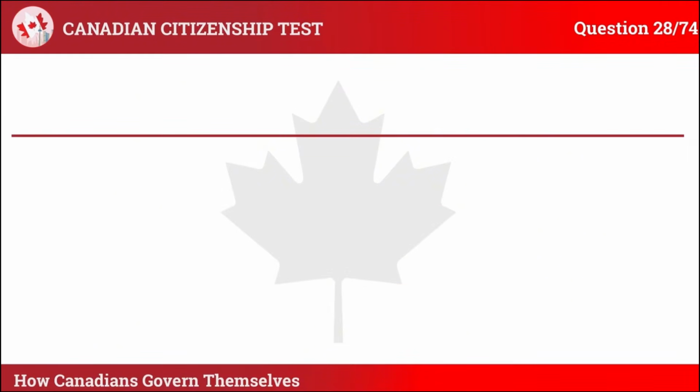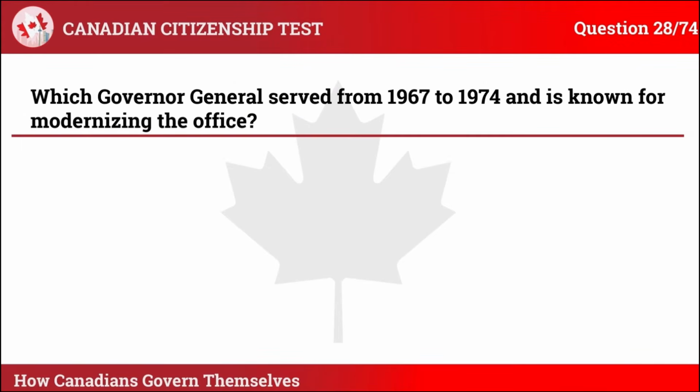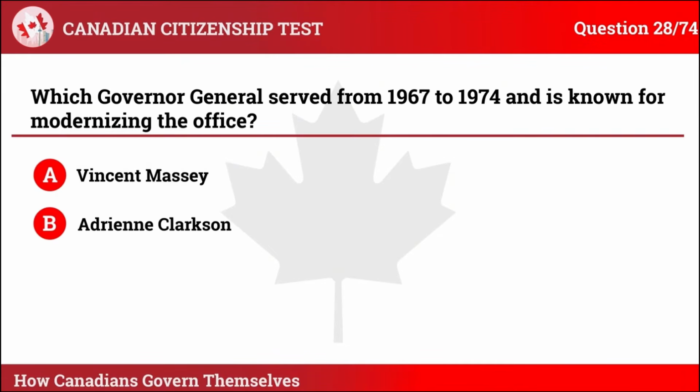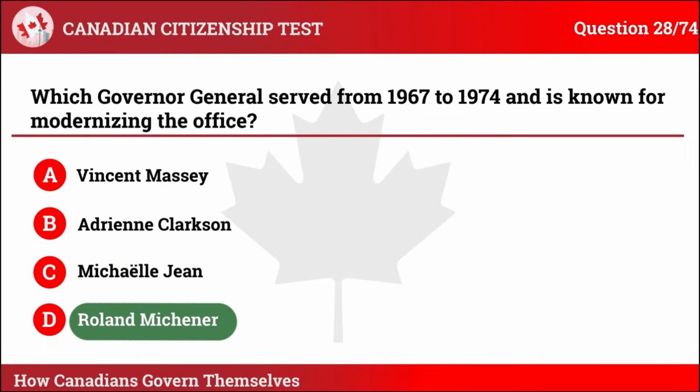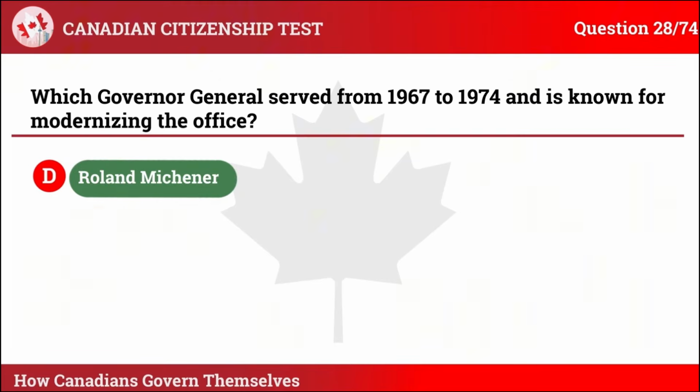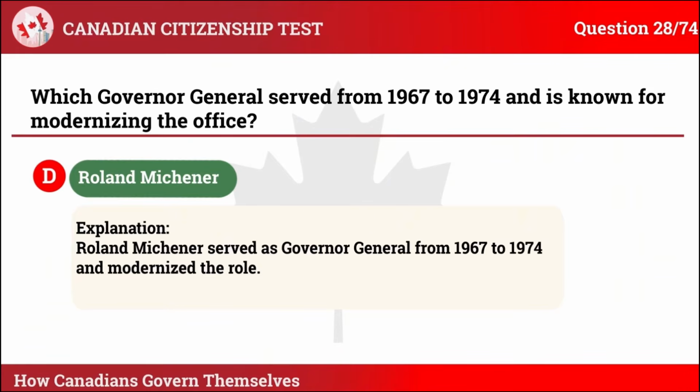Question 28. Which Governor-General served from 1967 to 1974, and is known for modernizing the office? A. Vincent Massey. B. Adrienne Clarkson. C. Michael Jean. D. Roland Michener. The correct answer is D. Roland Michener. Explanation: Roland Michener served as Governor-General from 1967 to 1974 and modernized the role.